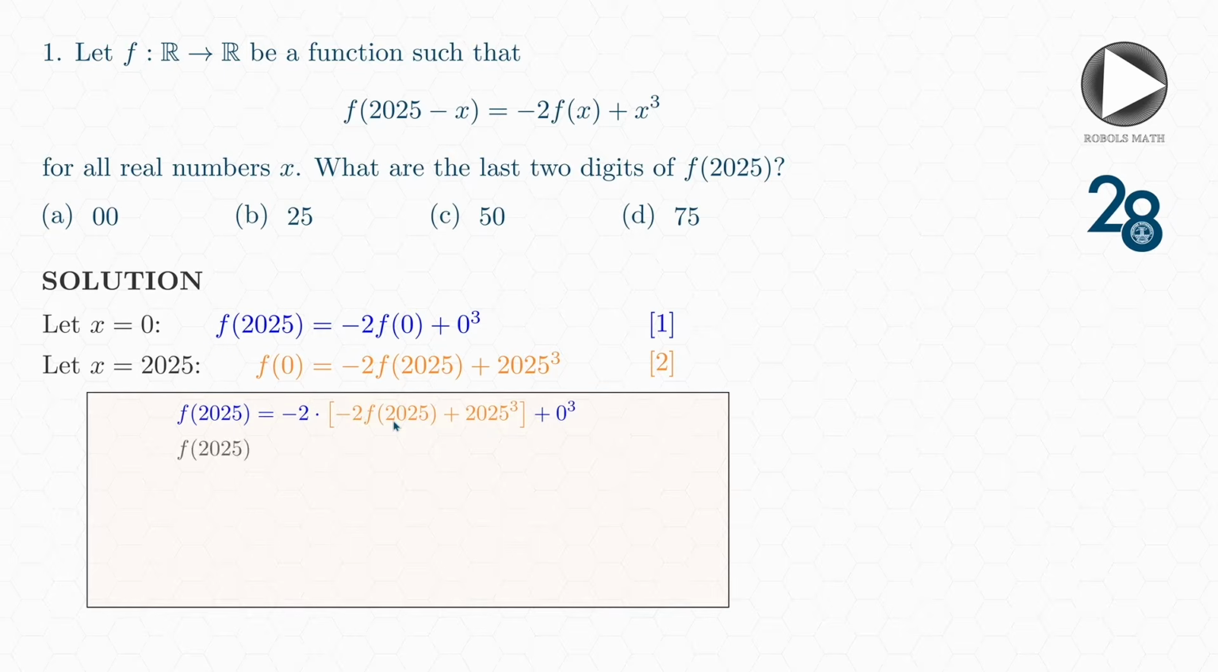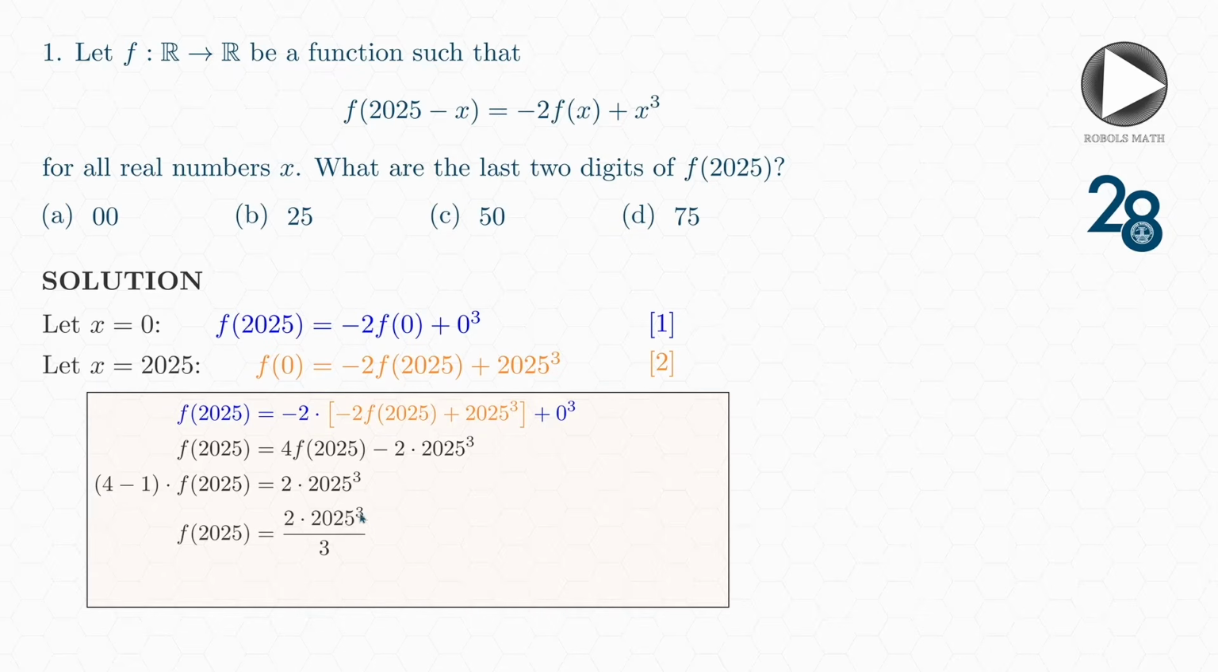Now simplify by distributing the negative 2 on the last term to get f of 2025 times 4 minus 2 times 2025 cubed. And then solve for f of 2025. Again, f of 2025 here is our variable. So we'll get this as 4 minus 1 times f of 2025 is equal to 2 times 2025 cubed. Okay, I hope you can follow and fill in this part. Then you simplify this and solve for f of 2025 by dividing both sides by 3. So the actual value of f of 2025 is 2 times 2025 cubed all over 3.